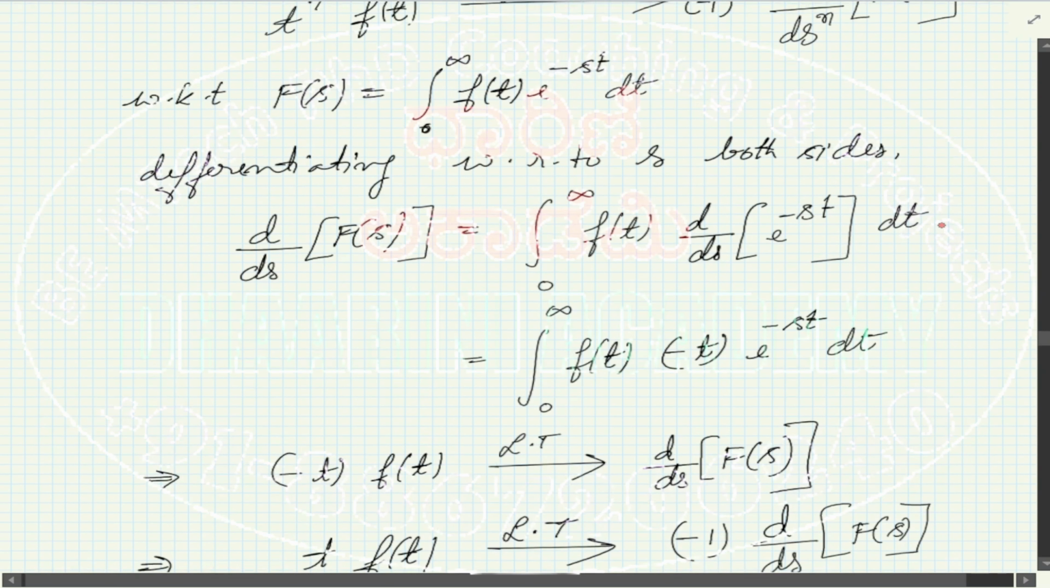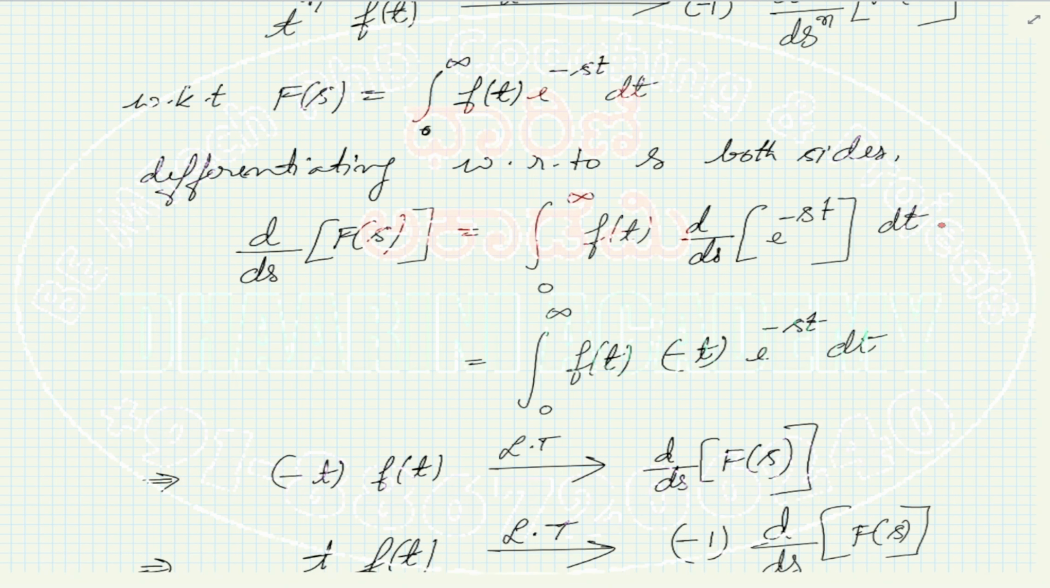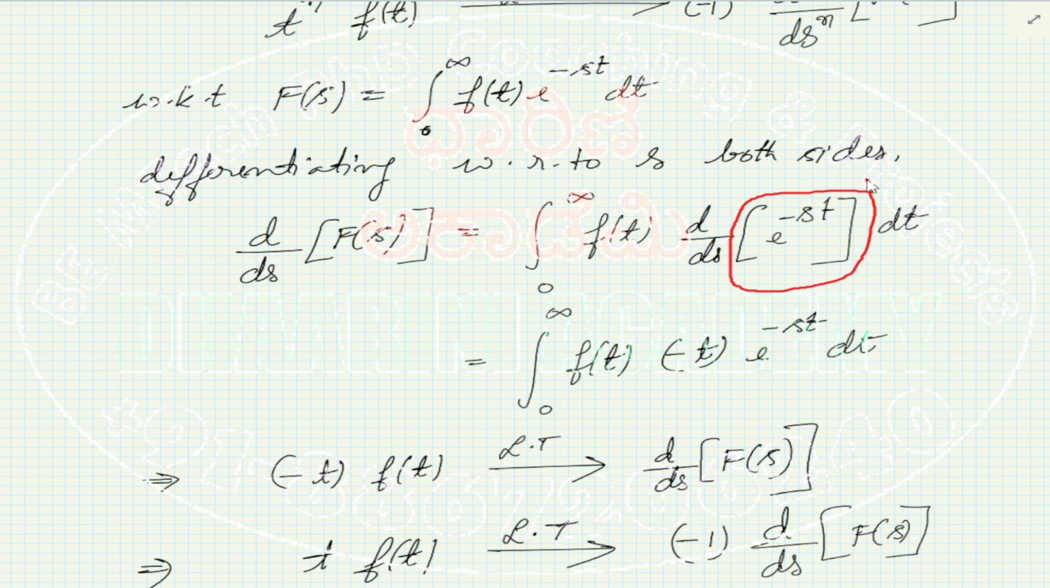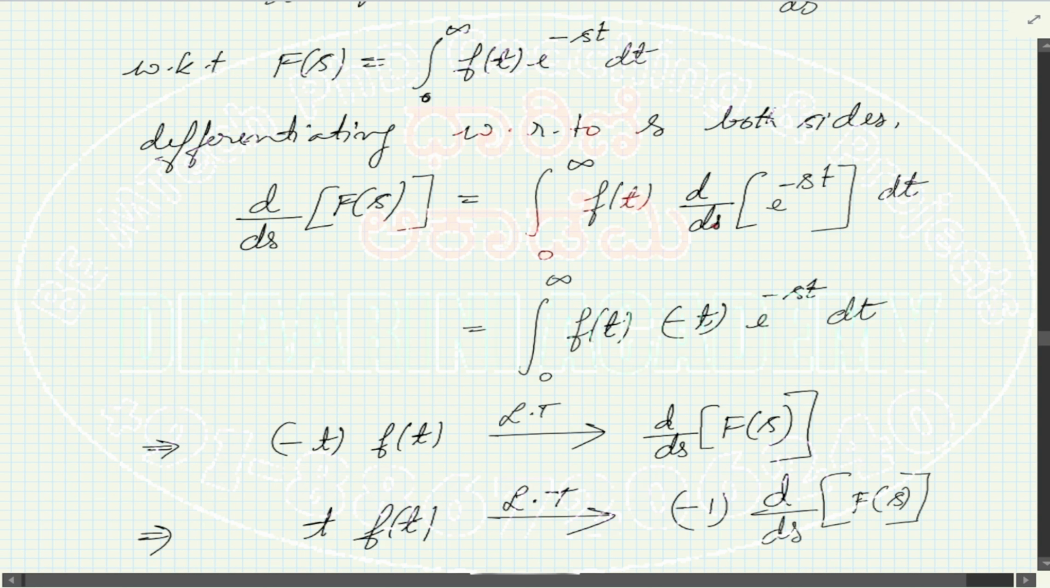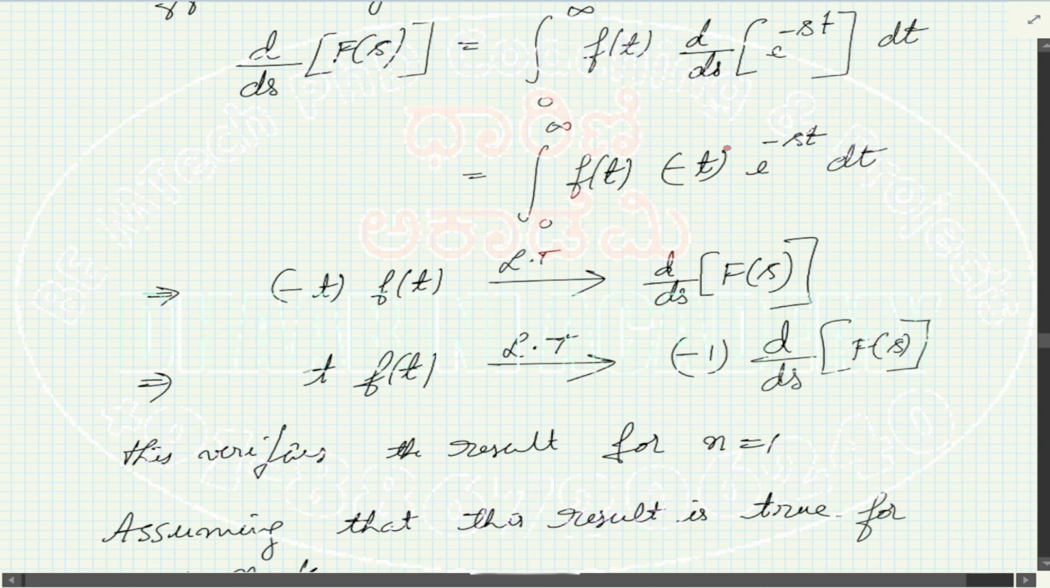All right. So it means you can actually bring the d by ds inside the integration and apply it to the term which has s. Which is the term that has s? It is e to the power minus st. I differentiate e to the minus st, it becomes minus t into e to the power minus st, because differentiation happens with respect to s, so t is a constant now. So minus t into f of t has a Laplace transform d by ds of f of s. That's the meaning.